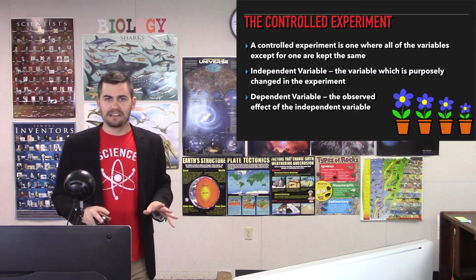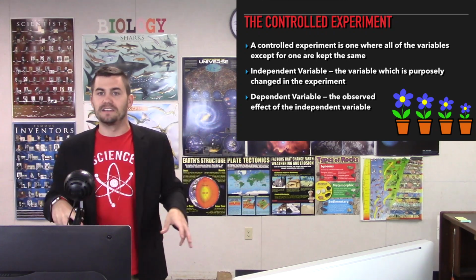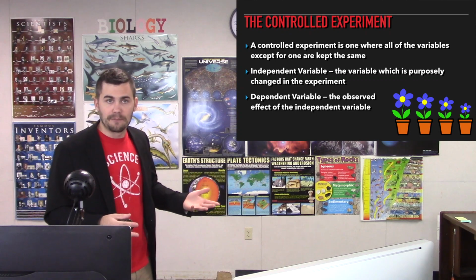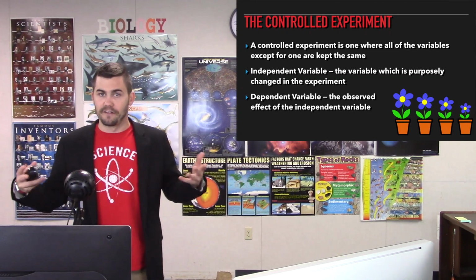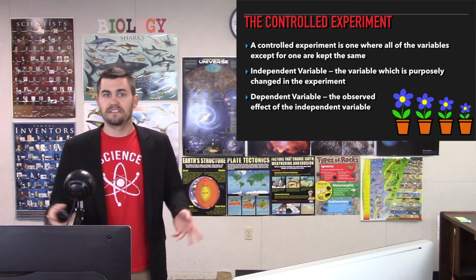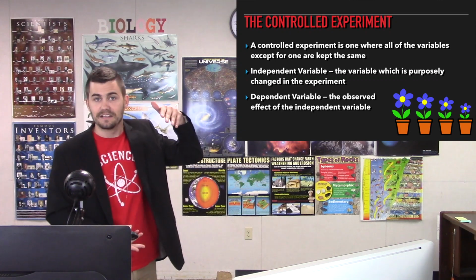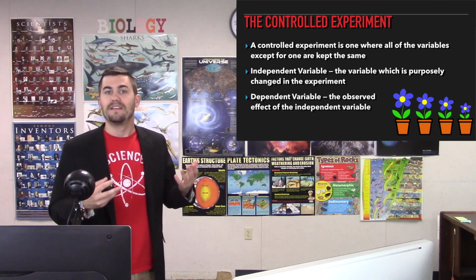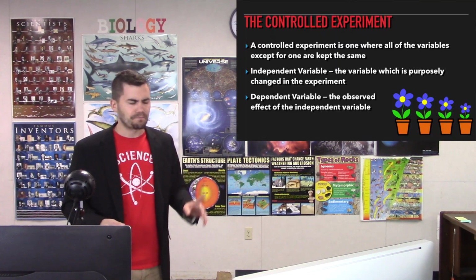And then the dependent variable is the observed effect of the independent variable. So in this hypothetical experiment, the independent variable is the color of the light used to grow the plants, and the dependent variable is going to be the height of the plants, or maybe we could weigh the plants to track their growth. That is how a scientific experiment is set up.